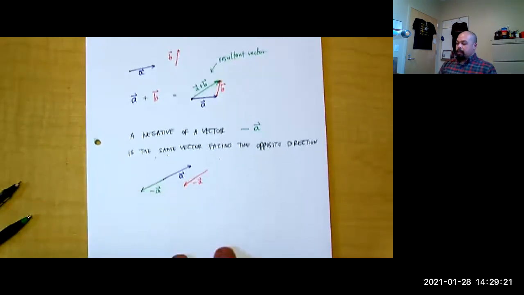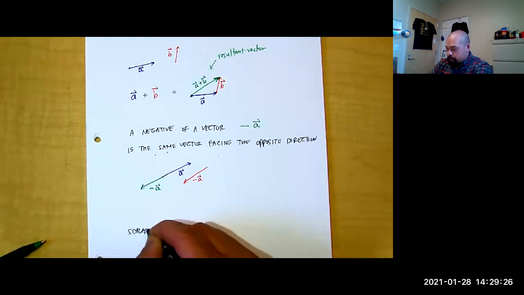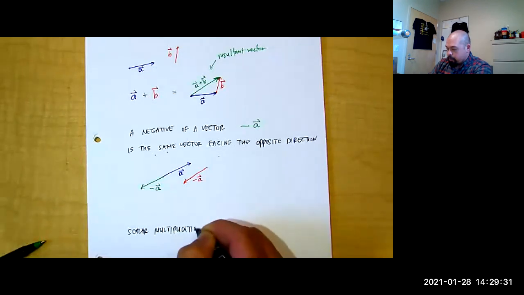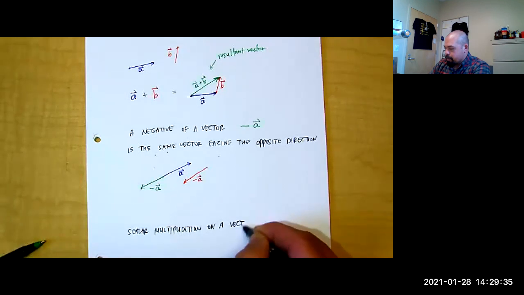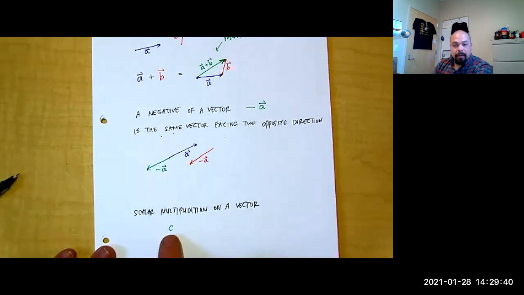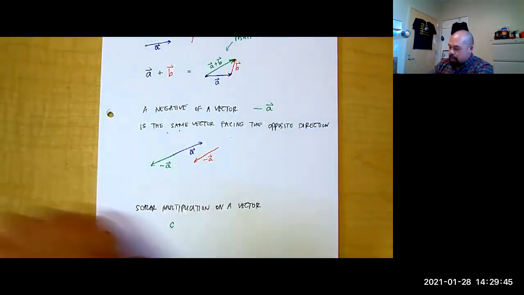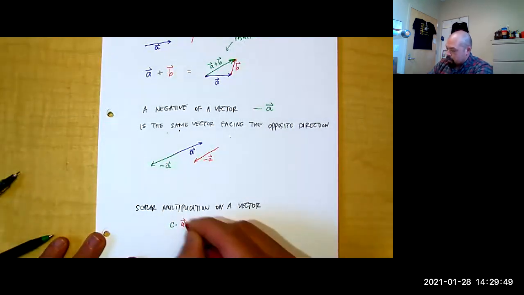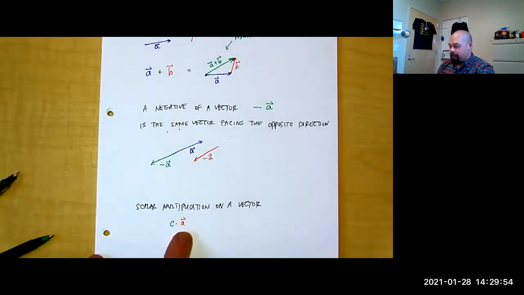And then another quick statement here. Scalar multiplication on a vector, right? So if we have some constant, some number, some scalar, no little arrow, that we're going to multiply times a vector. So there's my scalar, my constant, times my vector.